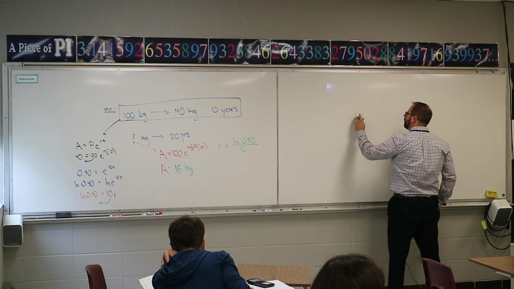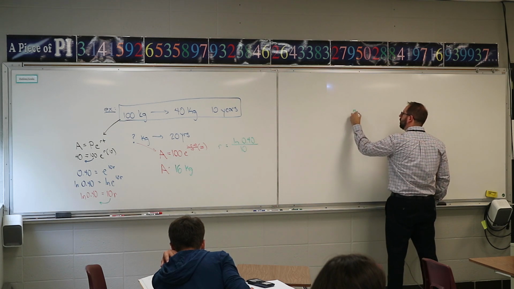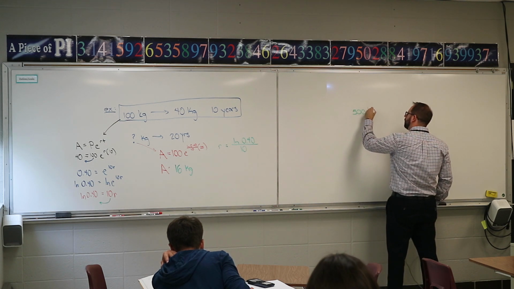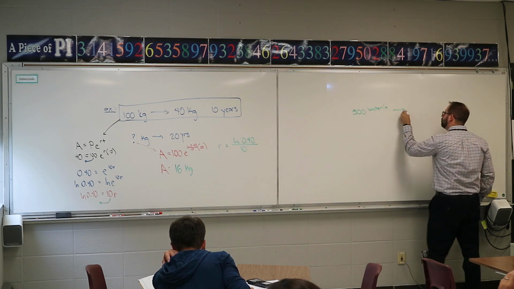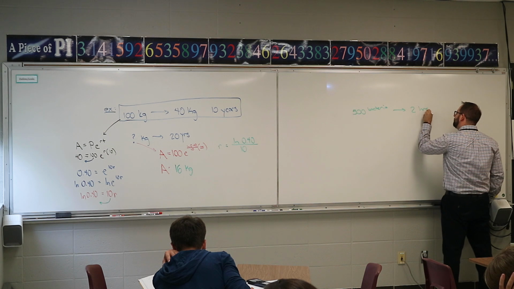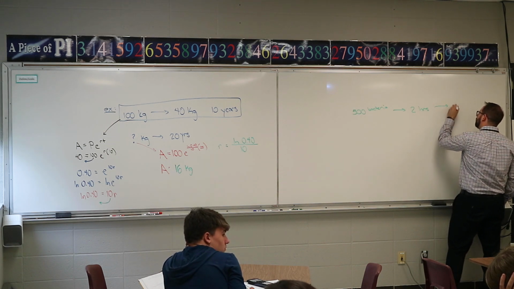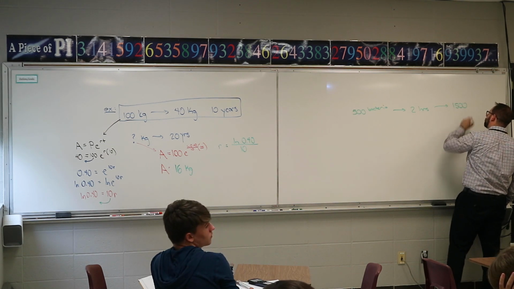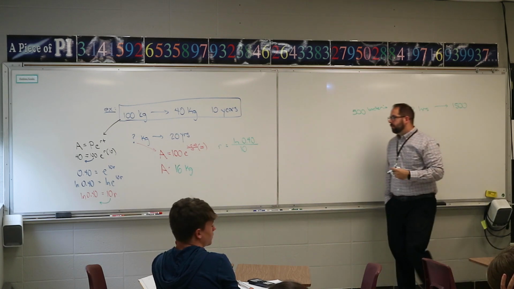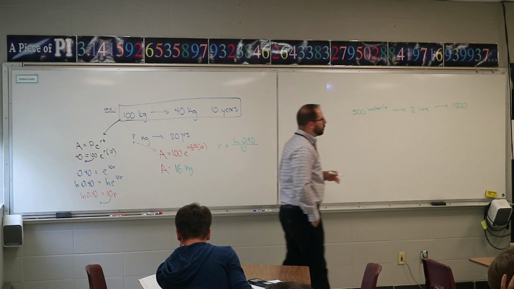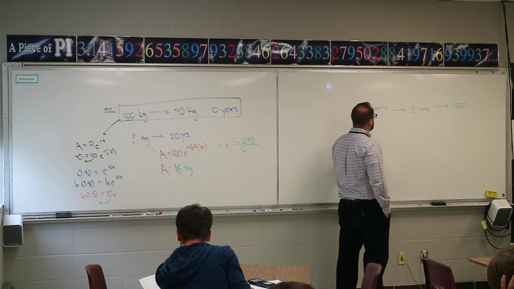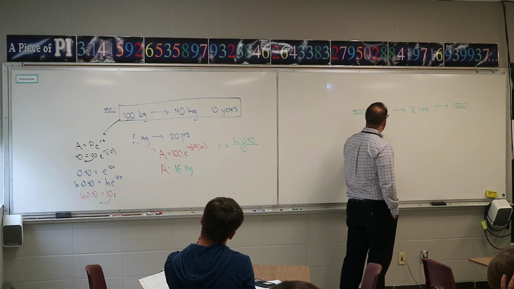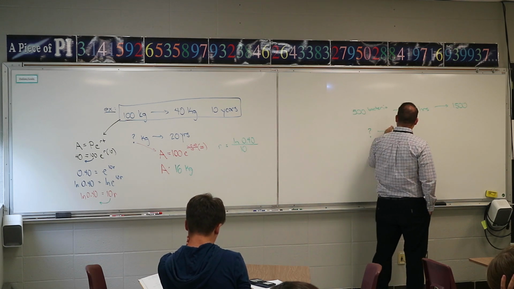A culture of bacteria originally numbers 500. After 2 hours, there are 1,500 bacteria. Okay, so after 2 hours, there's 1,500 bacteria. So there's some type of growth rate there. And what's the question? Assuming exponential growth, how many are there in 6 hours? Okay, boom, in 6 hours.